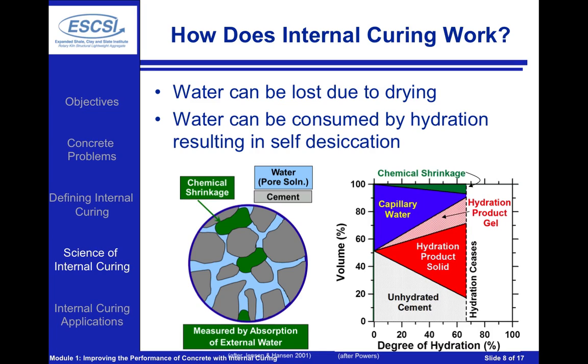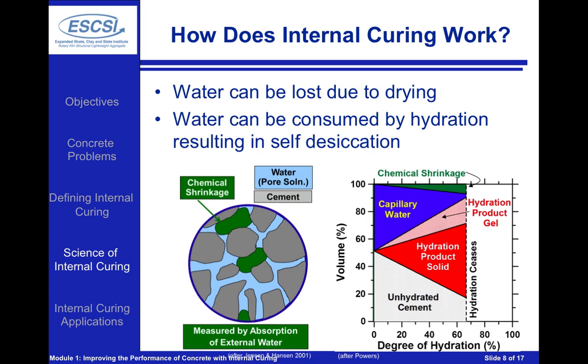Now, all cements will undergo this chemical shrinkage, this volume reduction, as the cement reacts. However, what's really important to recognize is that as we get to a system that has smaller and smaller pores, the impact of this chemical shrinkage can become much larger. So in lower water to cement ratio concretes, in concretes with finer particles like silica fume or more finely ground cement, the impact of these vapor-filled spaces can be much more dramatic, causing much higher shrinkage in those systems.